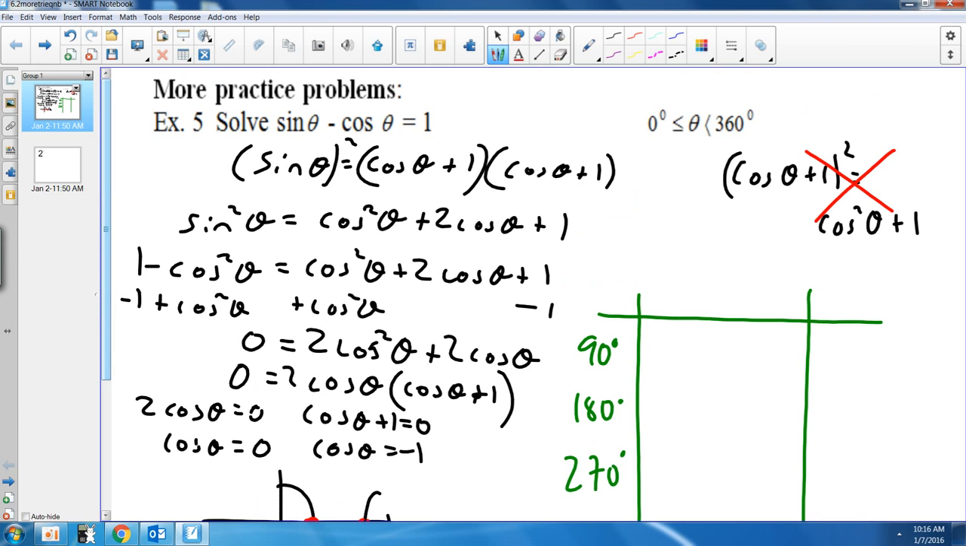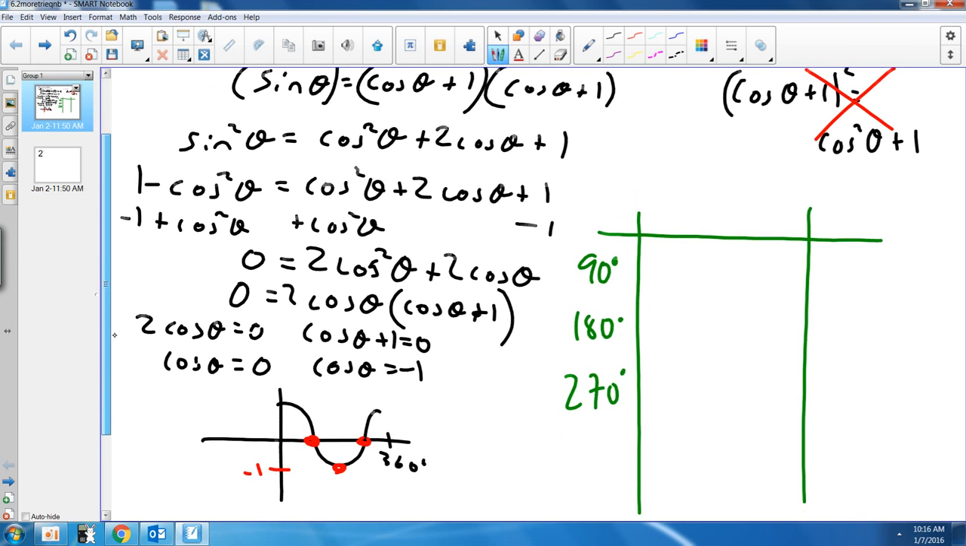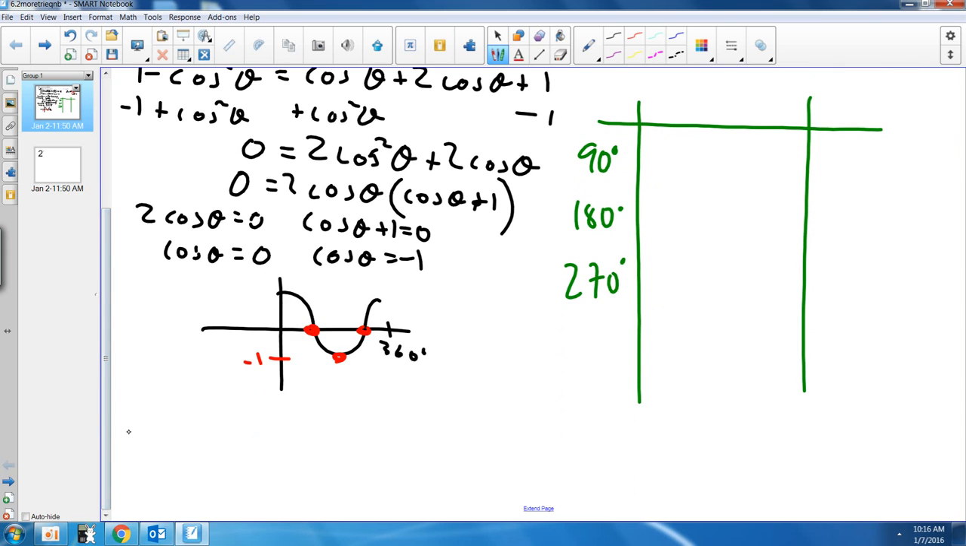And what I want to do on the top is to use the original equation before I square. So it's sine theta minus cosine theta. And the question is, does it equal 1? Now, I have a sine and a cosine. This is my cosine graph. I already have that, but I should also draw the sine graph to make sure I can get numbers off of theirs as well.